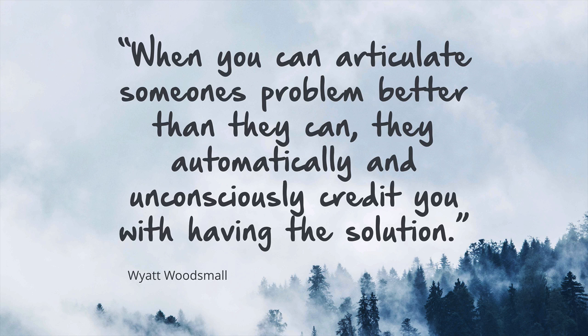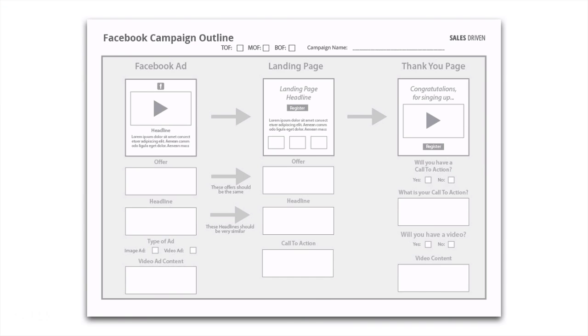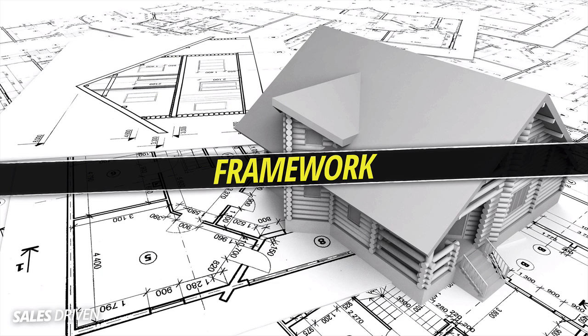And so there's a great saying by Wayne Woodsmore, which I've gone through before: when you can articulate someone's problem better than they can, they automatically and unconsciously credit you with having the solution. And that's what we're going to do now in the copy or the description part of the Facebook ad. We're going to articulate someone's problem better than they can. So let's go to the framework.